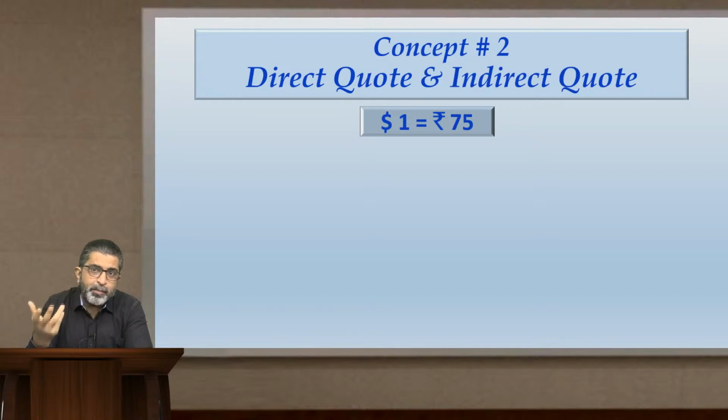Now, how will you interpret this as a direct quote or indirect quote? Let us talk about an entity operating in India. For that entity, dollar is a foreign currency and Indian rupee is the local currency. So, when the quote is expressed for 1 unit of foreign currency in terms of local currency, it is a direct quote. Inversely, if the quote is given for 1 unit of local currency in terms of foreign currency, it will be considered an indirect quote.